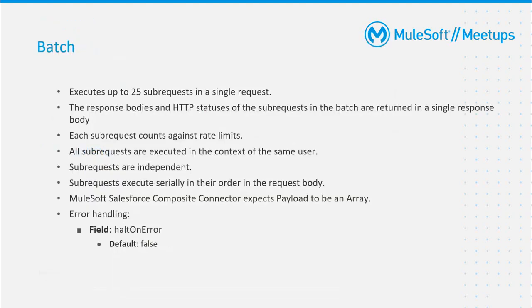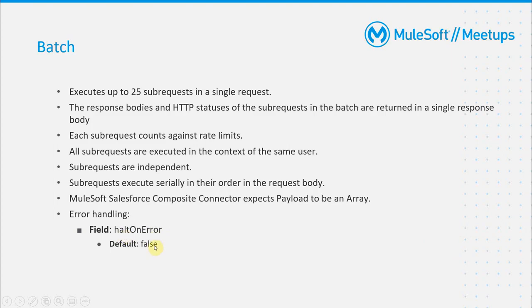We'll see about it. The default will be false, and it would not halt the execution even if it fails at, say, the fifth sub request, the 15th sub request, or the 25th sub request. It will just go on. At the end, it will give you the response saying, "Hey, all these sub requests were successful, all these sub requests failed," something like that.